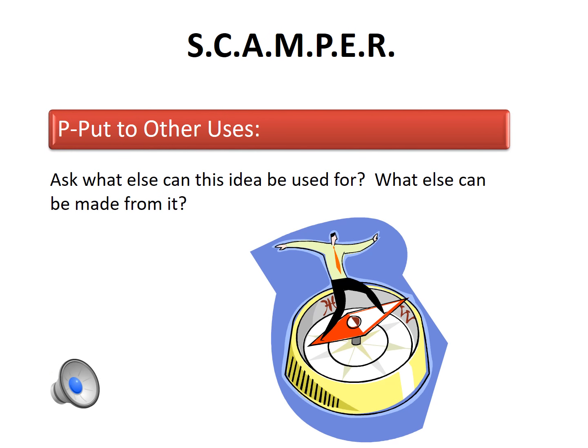The P in SCAMPER stands for put to other uses. You should ask, what else can this idea be used for? What else could be made from it? For example, this technique can be used to learn how to shift an existing product to another market segment or user type.